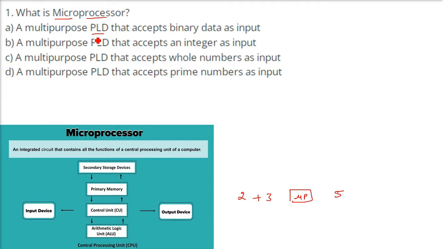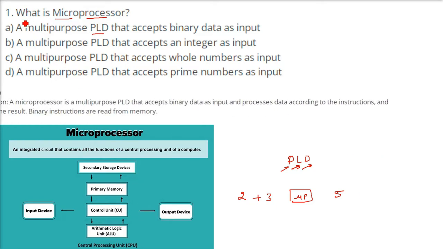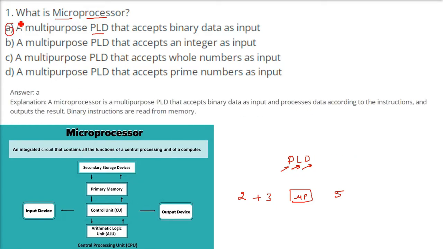So here, all the answers have PLD. This word means programmable logic device. So the answer here is a microprocessor. This is a multi-purpose PLD that accepts binary data as the input. It processes the data, whichever instruction is instructing what to do, and then it outputs.